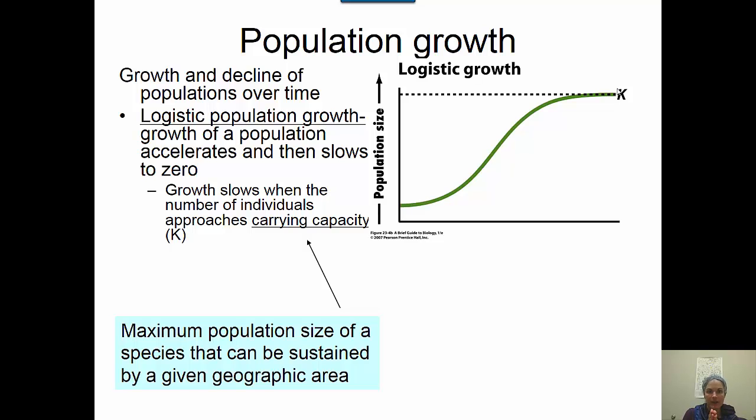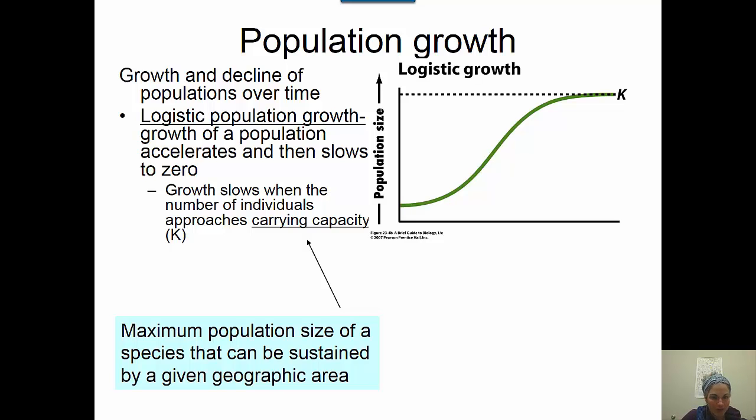Typically, the growth rate will slow to zero around what's called the carrying capacity for that particular population in that particular location. The carrying capacity, which we've seen shown here as this dotted line, is the population size represented by this dotted line on this graph. Ecologists tend to use the letter K to denote carrying capacity, and it is defined as the maximum population size of a species that can be sustained by a given geographic area.